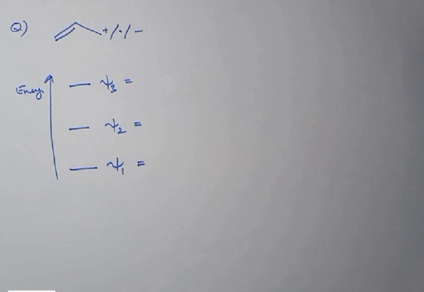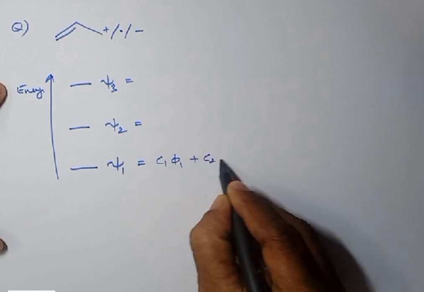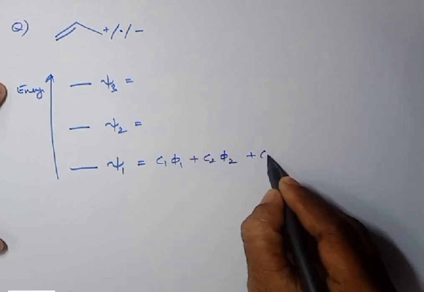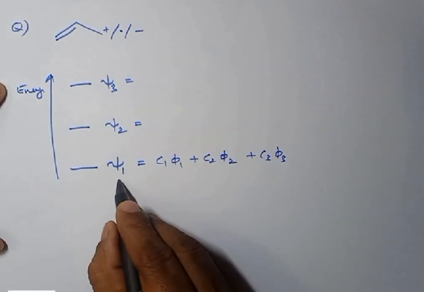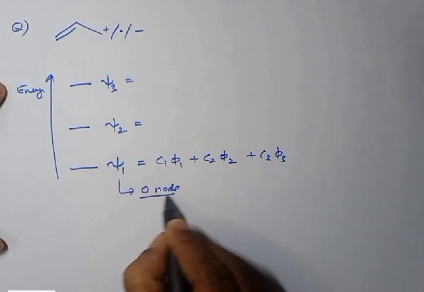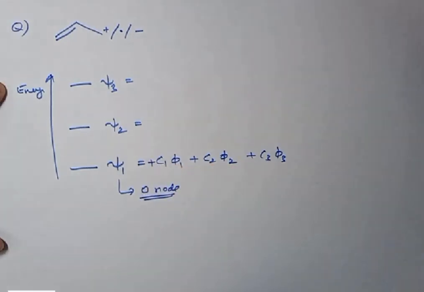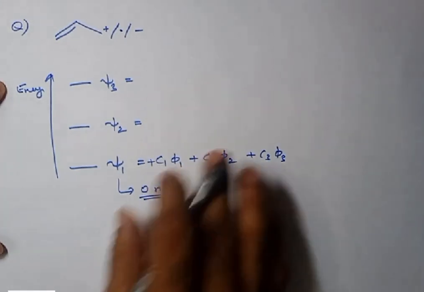C1 Phi1 plus C2 Phi2 plus C3 Phi3, yes, you are right, because Psi1 means zero node. Zero node means all the signs are supposed to be the same. Plus, plus, plus. Okay, good. Very good. And how does the molecular orbital look? How do the atomic orbitals combine?